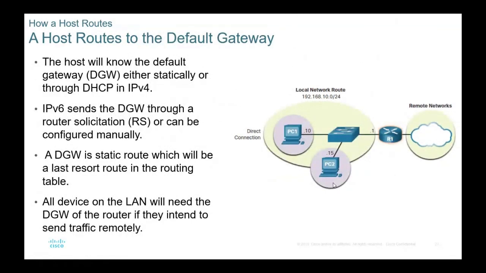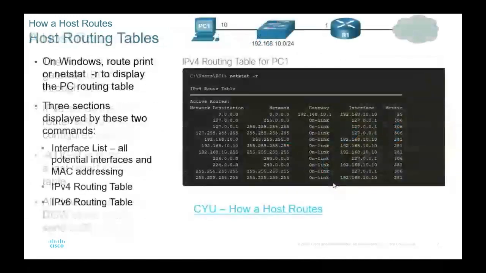IPv6 sends the default gateway through a router solicitation or can be configured manually. A default gateway static route is a static route which will be the last resort route in the routing table. All devices on the LAN will need the default gateway of the router if they intend to send traffic remotely.